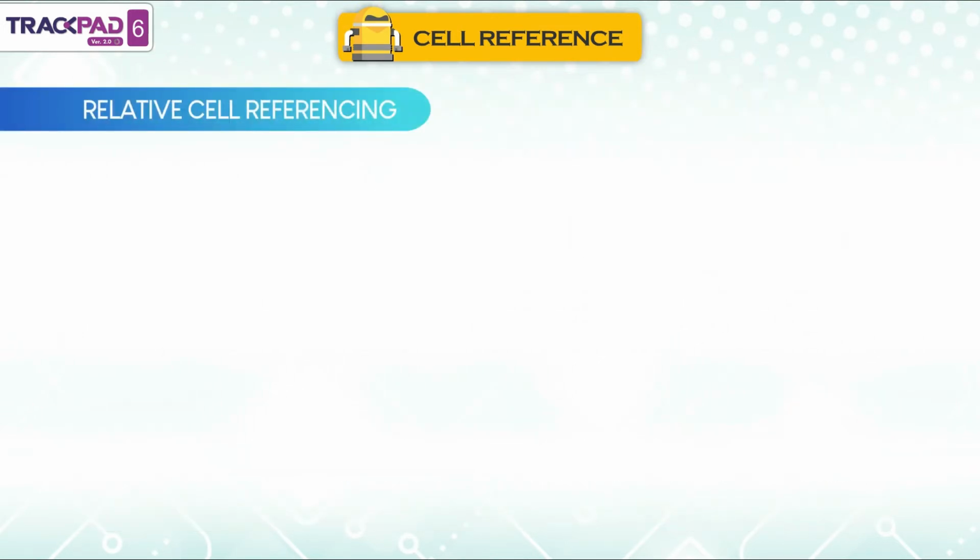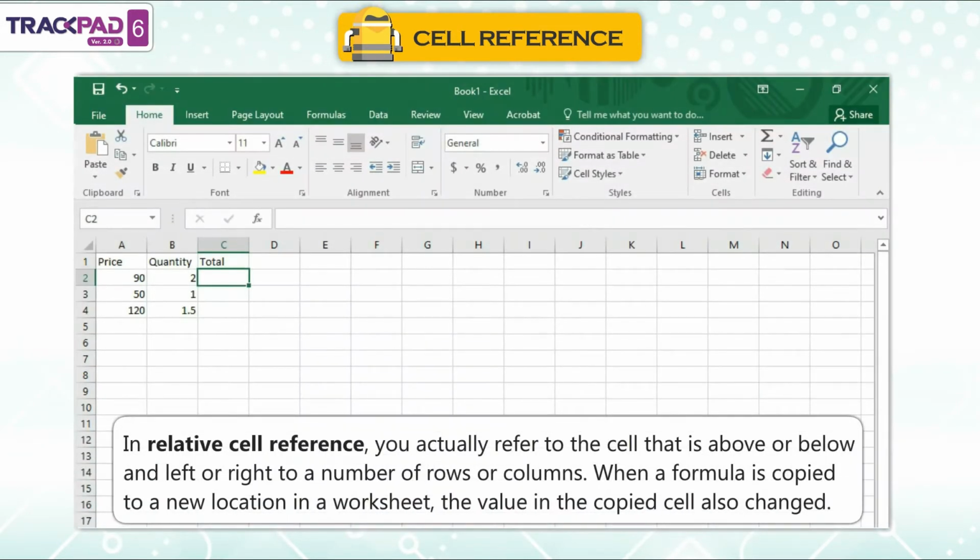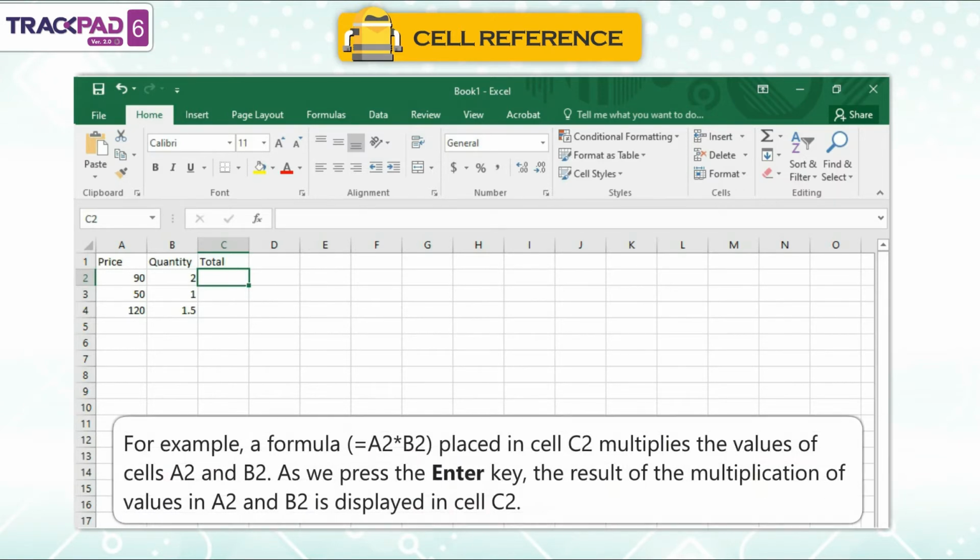Relative cell referencing. In relative cell reference, you actually refer to the cell that is above or below and left or right to a number of rows or columns. When a formula is copied to a new location in a worksheet, the value in the copied cell also changes. For example, a formula =A2*B2 placed in cell C2 multiplies the values of cells A2 and B2.